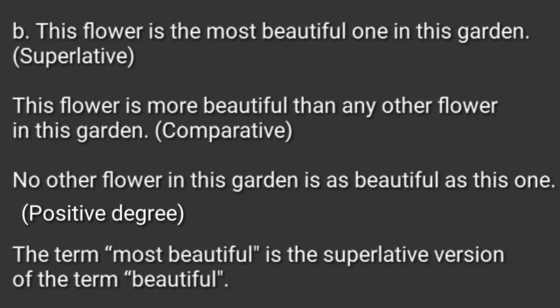This flower is more beautiful than any other flower in this garden. So we are comparing one flower with many other flowers in the garden, and we are saying that this flower is more beautiful. Okay, so while we are comparing, we can use comparative degree. Then we can see how we can make the same sentence into its positive form. No other flower in this garden is as beautiful as this one. The word beautiful is used and it is in positive degree. Okay, but the sentence became negative because the word no is used there.